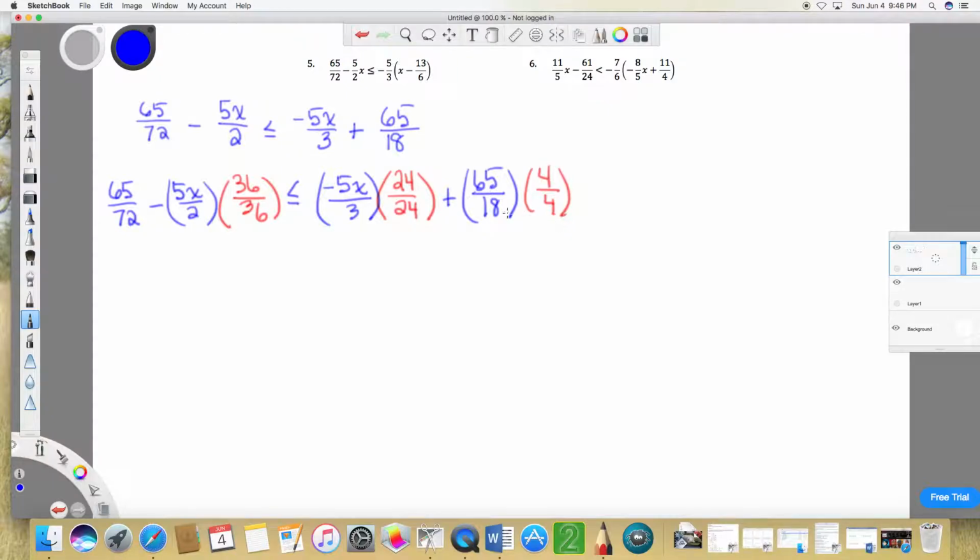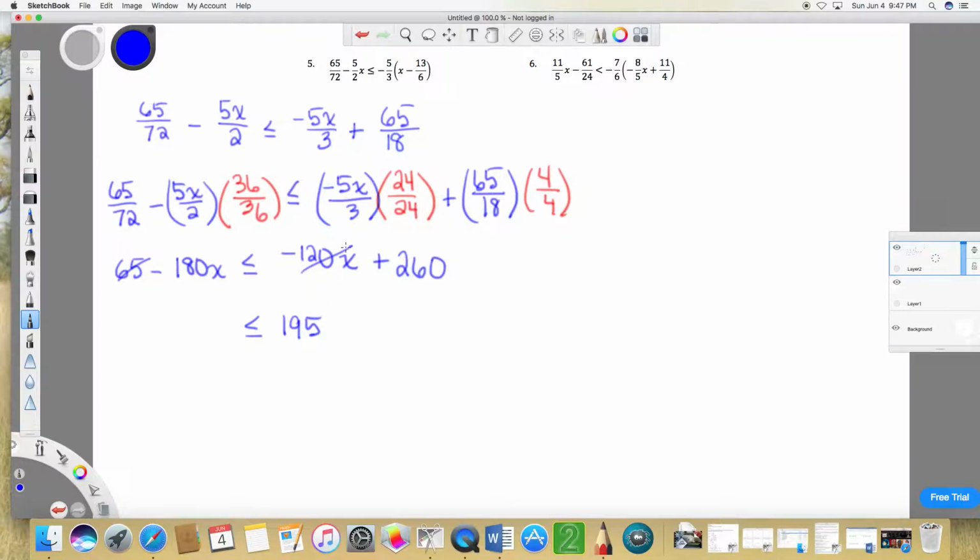So if I multiply both sides of this inequality by positive 72, all the denominators will cancel, and I have 65 minus, I do not know what 36 times 5 is. Yes, I do, 180. And 24 times 5, negative 120. And 65 times 4, 260. So let's subtract 65 from each side, and 260 minus 65 is 195.